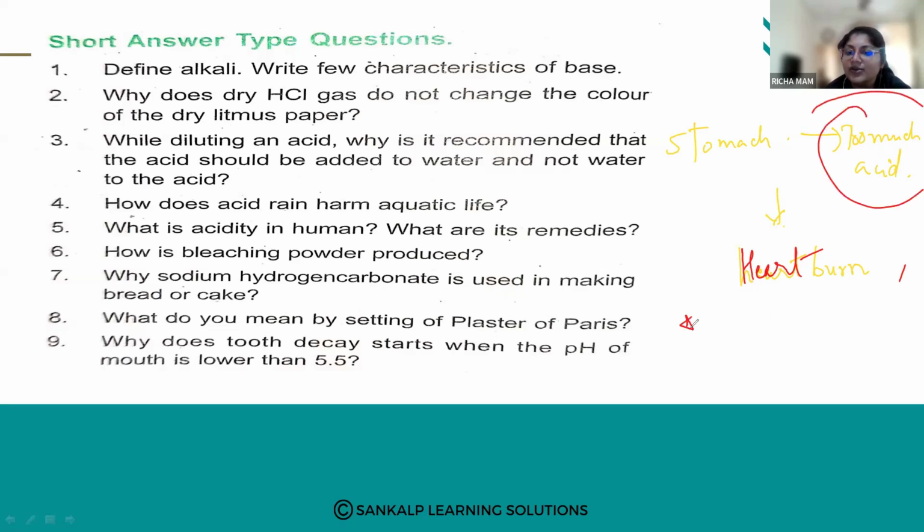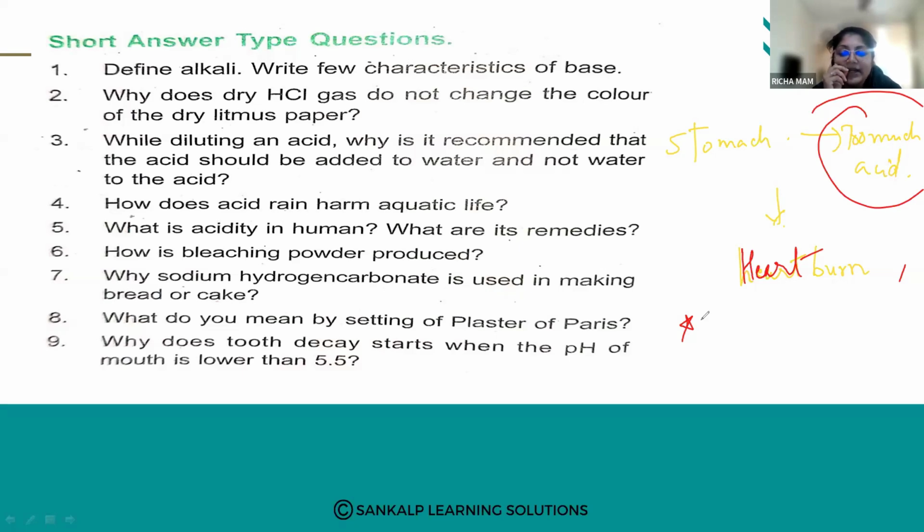It is when you eat more spicy food, when you consume more alcohol, when you have more stress, or when you are smoking frequently. So these are some of the reasons for causing acidity.